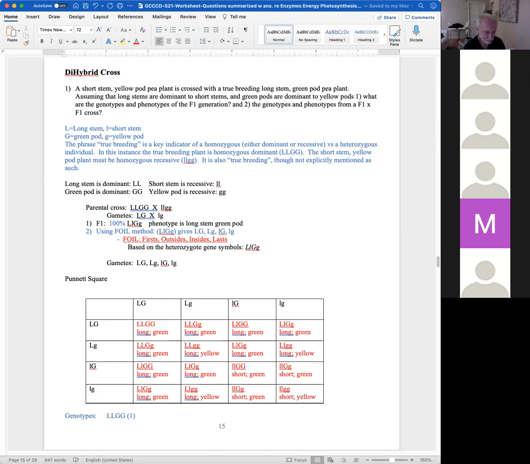We take our 2 big L's, for instance, in the first box, and we take our 2 big G's, and we know that that is one of the genotypes, big L, big L, big G, big G. We figure out the phenotype. It's homozygous dominant for both traits. Therefore, it's going to be a long stem, green pea pod. We do that for every single empty box. We will get different combinations in a lot of the boxes as we go through.